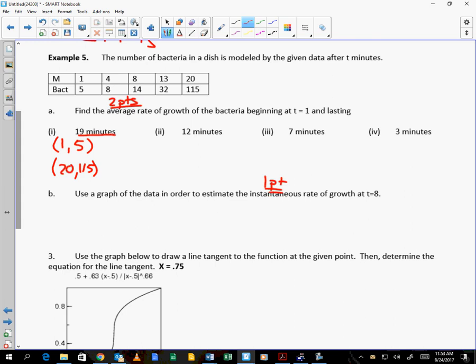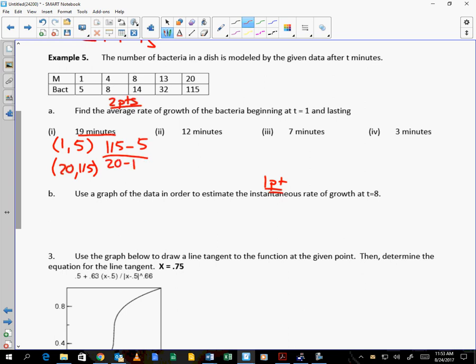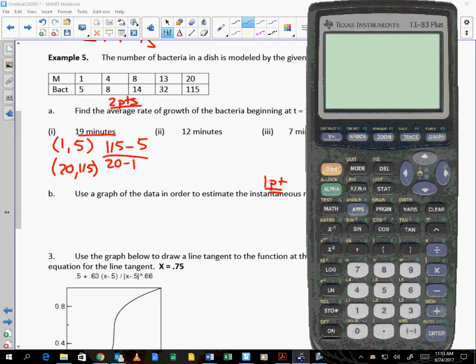So let's look at this. If I want to find the average, I'm going to take 115 minus 5 and divide it by 20 minus 1. And what do I get? 5.7 bacteria per minute, right?